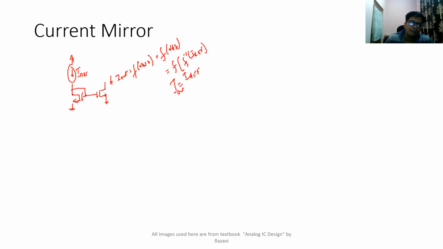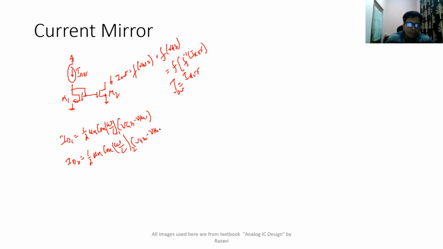In other words, if their currents are the same, what does it mean? What is the equation of current through this transistor? Let me call this M1, this is M2. So the current through M1, ID1, is 1 by 2 mu n COX W by L, where this is W by L of the first transistor, VGS1 minus VTH1. And ID2 will now be 1 by 2 mu n COX, W by L of the second transistor, into VGS2 minus VTH2.